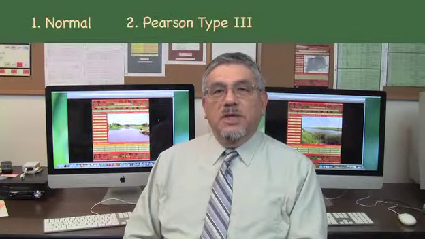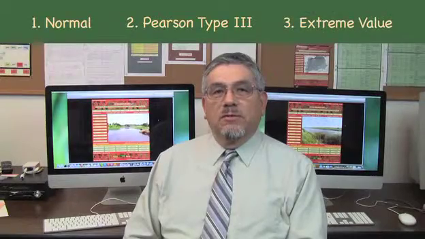A continuous probability function is referred to as a probability density function, or PDF. A PDF is an equation relating probability, random variable, and parameters of the distribution. Selected PDFs useful in engineering hydrology are the normal, the Pearson type 3, and the extreme value. The normal distribution is a symmetrical, bell-shaped PDF, also known as the Gaussian distribution or the natural law of errors.